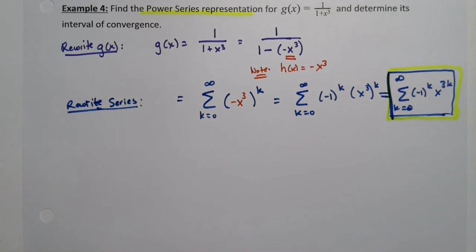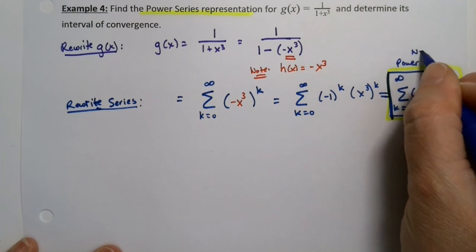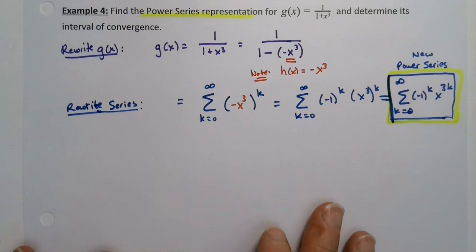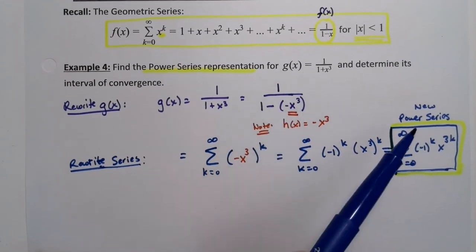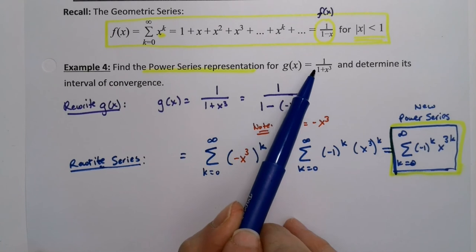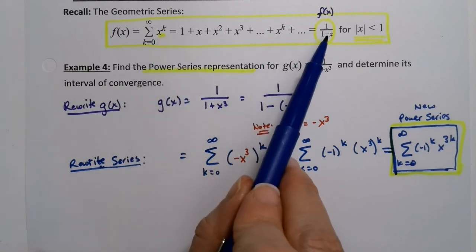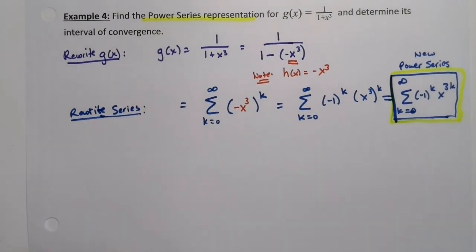What I haven't found yet is the interval of convergence, but here's the power series, my new power series. It was built from the old one that I knew right here, but I built it into something new. So this power series represents that function, whereas this power series right here, x to the k, represents that function. Now all I need to do is find the interval of convergence. All right, so interval of convergence.